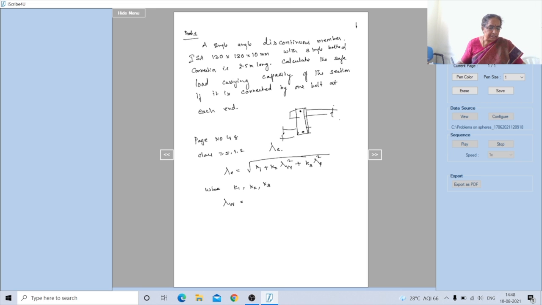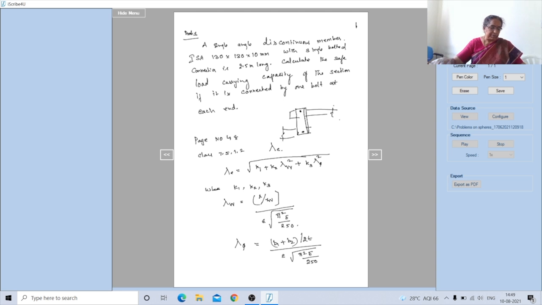Then what is this lambda vv? Slenderness ratio vv is given by L by rvv divided by epsilon square root pi square E divided by 250. This is the formula. Then what is this lambda phi? That is also given in the code book. It is b1 plus b2, the lengths of the legs of the single angle. Here both are equal because it is an equal angle, 130 into 130. So the formula is b1 plus b2 divided by 2t, where t is the thickness of the angle, divided by epsilon square root pi square E divided by 250.